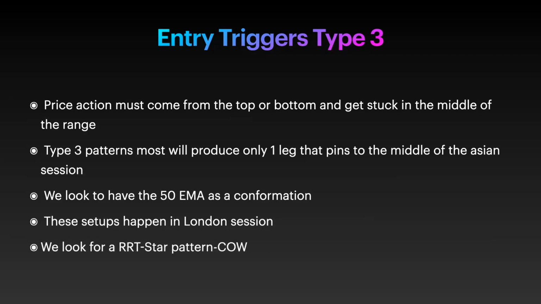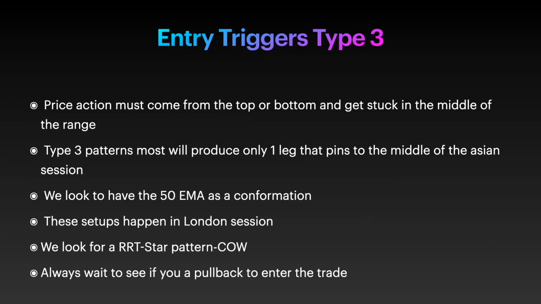You're going to look for the railroad track, star pattern, or cord of wood for the entries. Because it's a one-legged pattern, that's what you're looking for as the pattern reverses to get into the trade. Most of the time it's going to be star patterns or railroad tracks. And same thing, wait for a pullback to enter the trade. Wait to see if there's going to be a pullback. Sometimes there's not, but a lot of times there is.